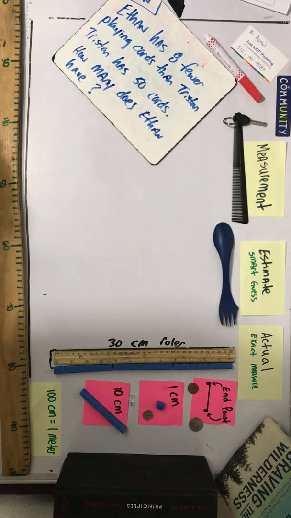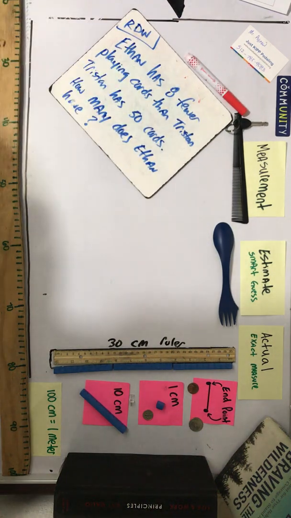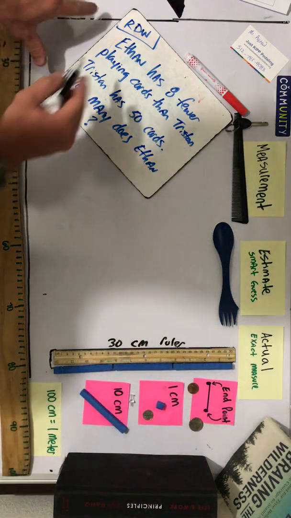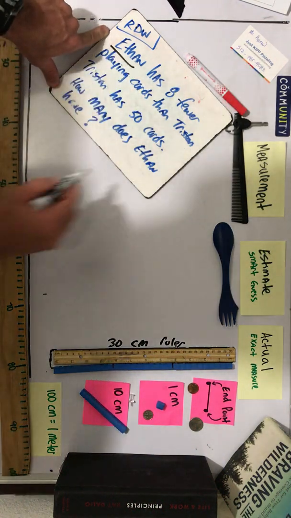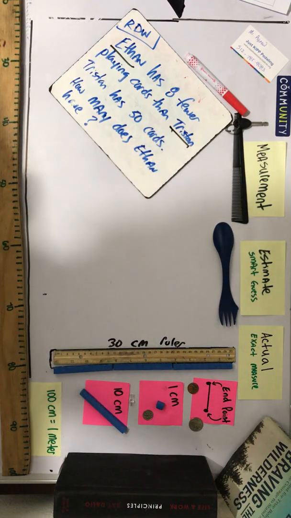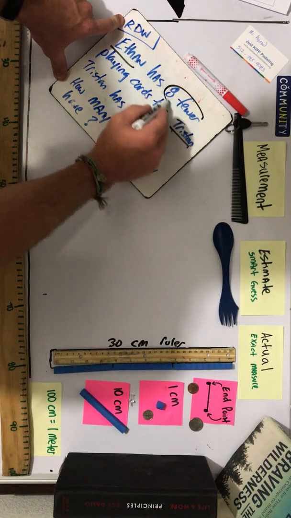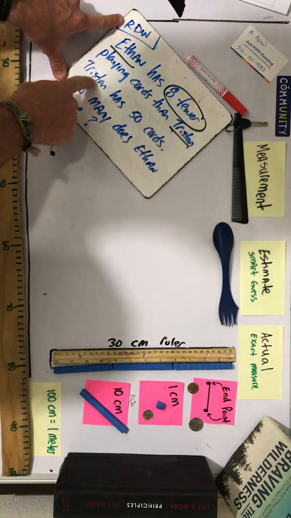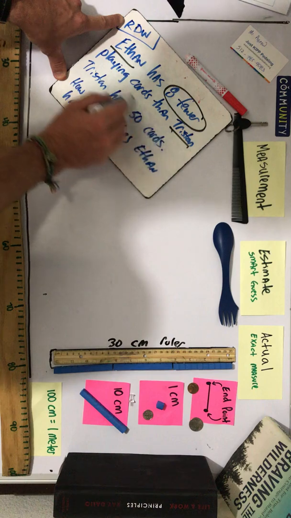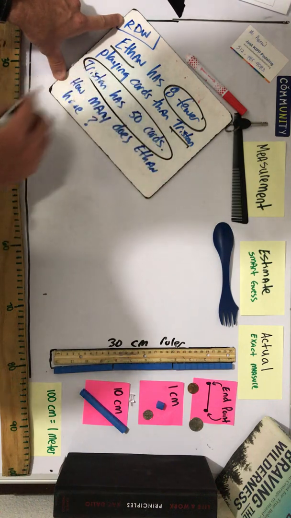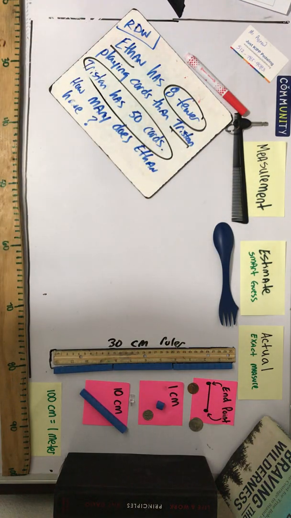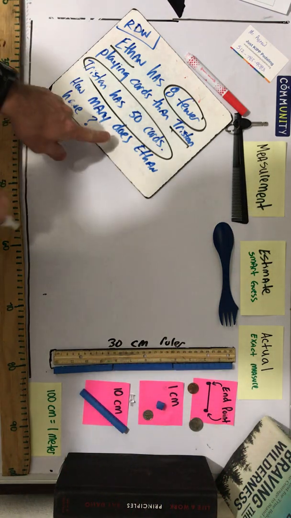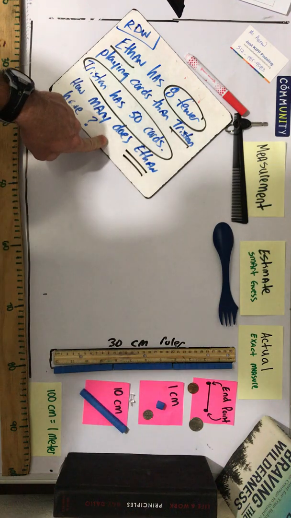Here's the first question. It says, Ethan has 8 fewer playing cards than Tristan. So Ethan is one of my characters. Tristan is one of my characters. Ethan has 8 fewer playing cards than Tristan. Tristan has 50. How many does Ethan have? So we read it closely. We looked at some of the important information. We want to know, how many does Ethan have?